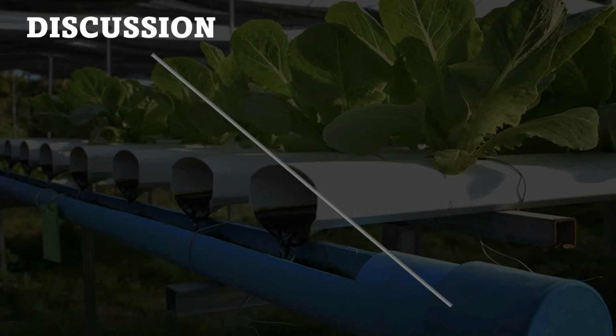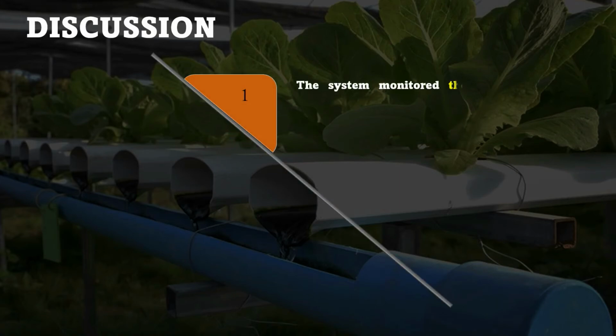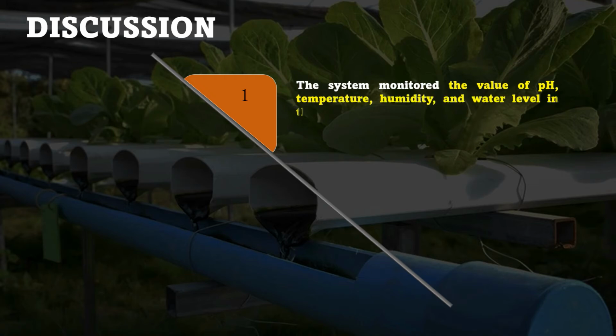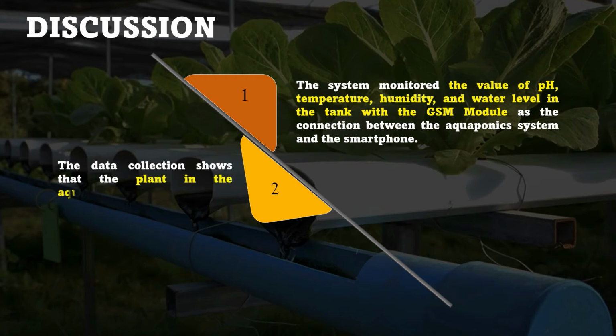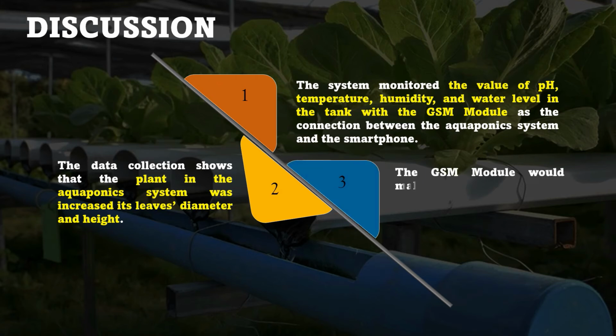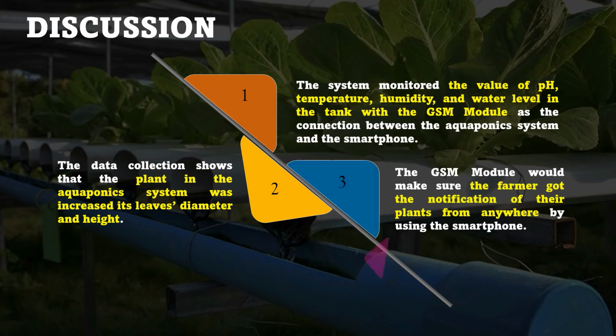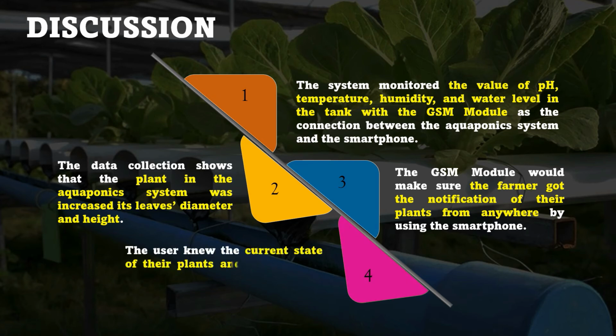Next is discussion. There are 4 things that we can discuss. First, the system monitors the value of pH, temperature, humidity, and the water level in the tank, with the GSM module as the connection between the aquaponics system and the smartphone. Second, the data collection showed that the plant in the aquaponic system increased its leaf diameter and height. Third, the GSM module will make sure the farmer gets the notification on the smartphone. And lastly, the user knows the current state of their plant by receiving an SMS.